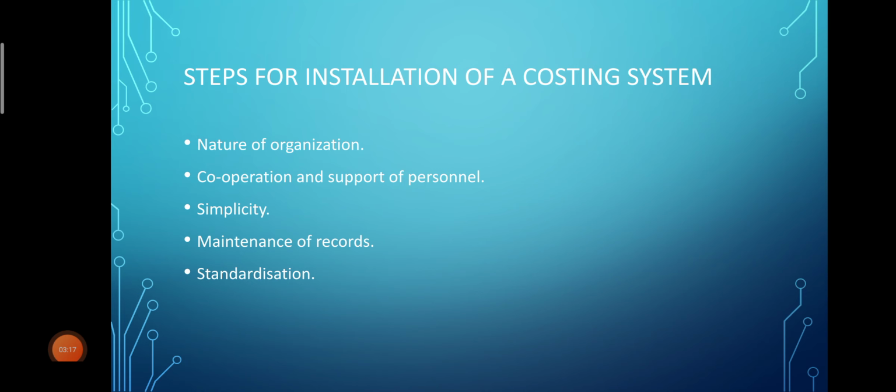Next point is simplicity. The cost accounting system should be very simple and very easy to operate, because if there are any unnecessary details, those have to be avoided. Employees are going to operate it, so it should be very easy for them to operate so that they can support it.